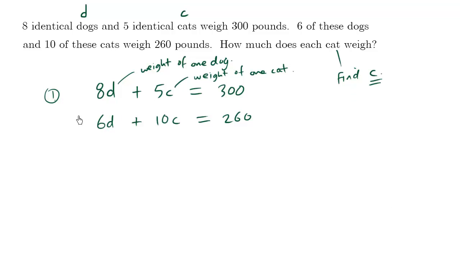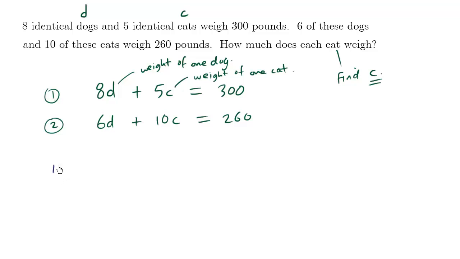Now because these two equations involve nice whole numbers, I'm going to use elimination. To solve for C, I want to eliminate variable D. So focusing on the numbers 8 and 6, I'm going to think about the LCM. What number do they both fit into? When I think of the numbers 8 and 6, I think of the number 24. They both fit into 24.